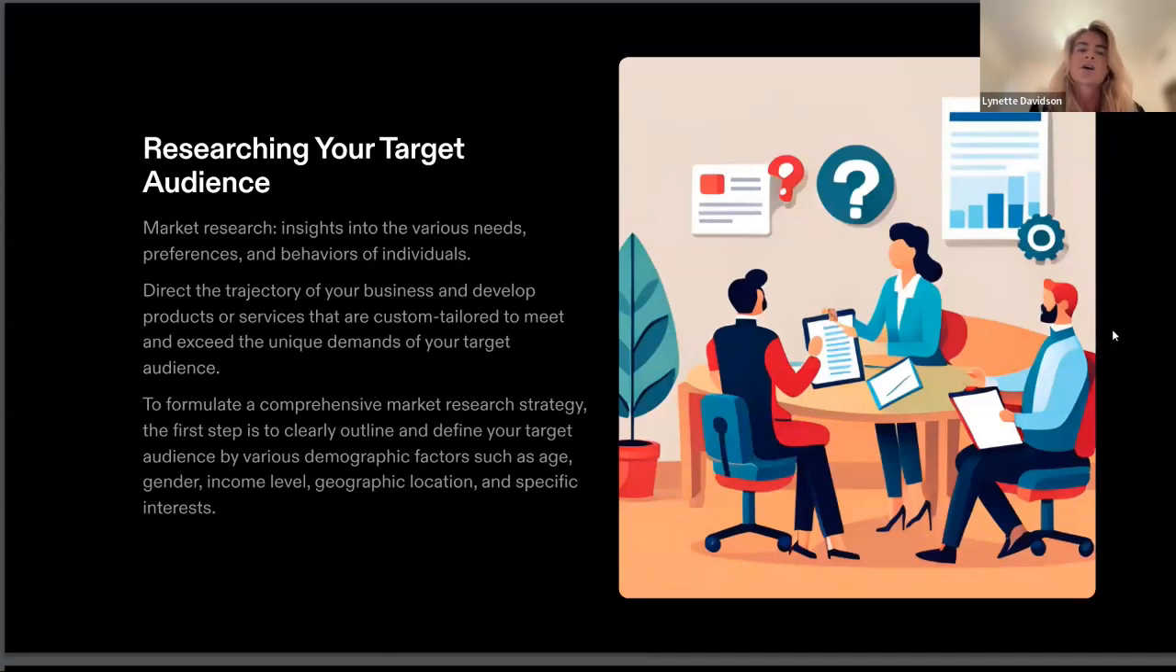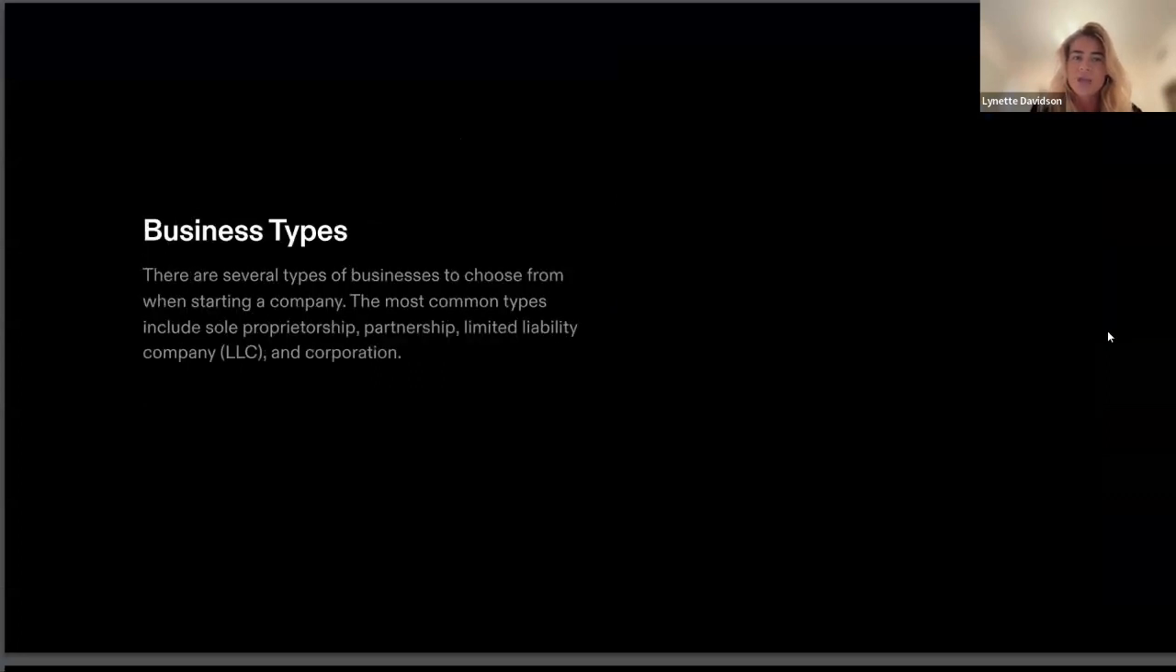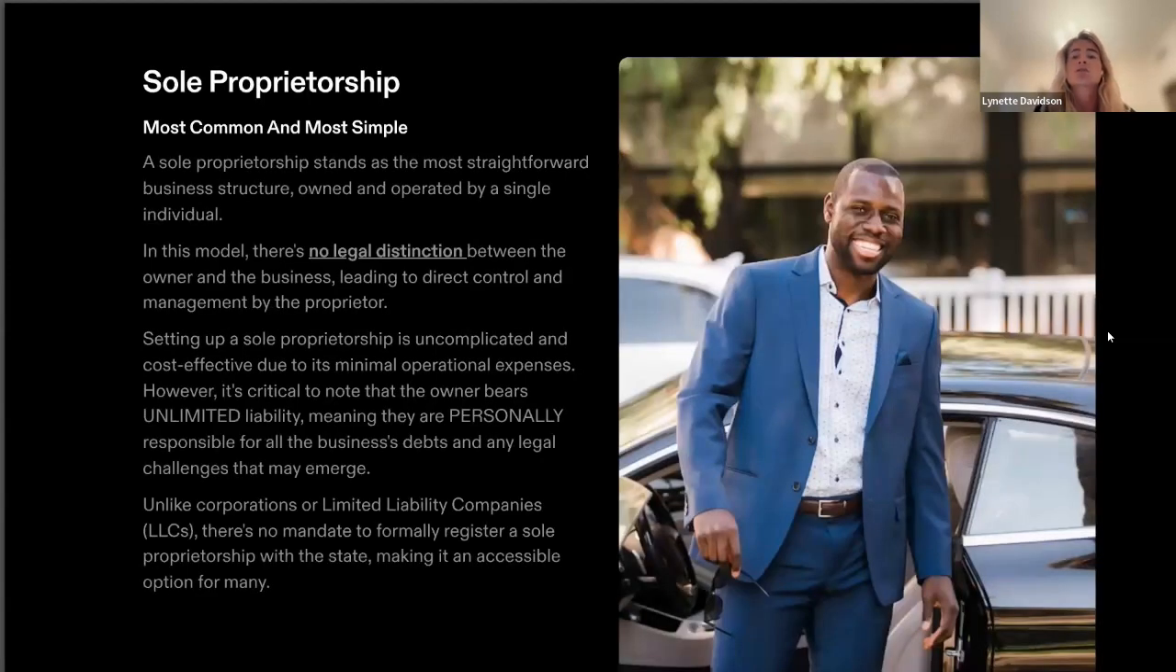The next topic we're going to discuss for today are the different business types. There are several business types to choose from when you want to start your own company. And the most common business types are the sole proprietorship. The second is a partnership. The third one is a limited liability company. And the fourth one is a corporation. Of course, there may be different business types available in different countries, and each type has its own unique advantages, but these ones are the most common ones.